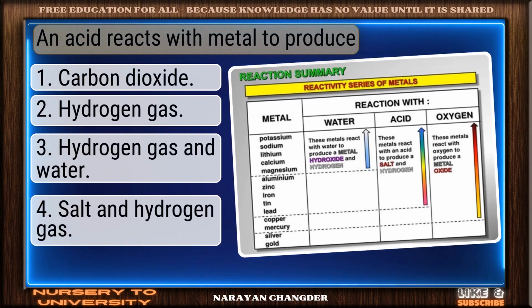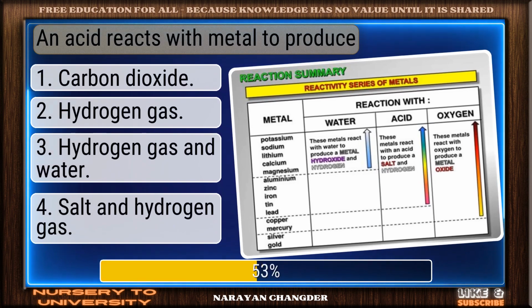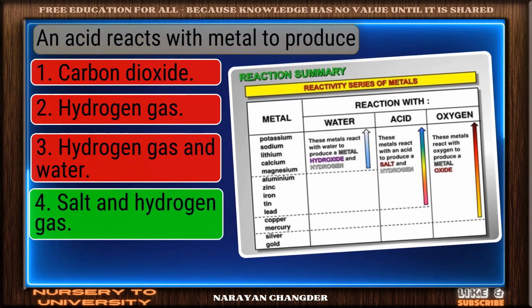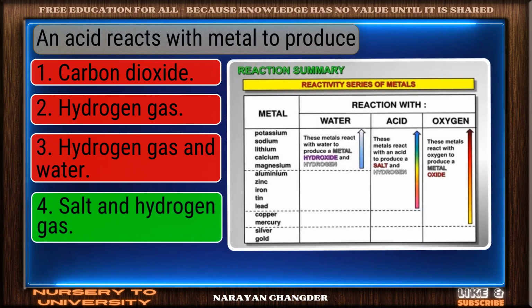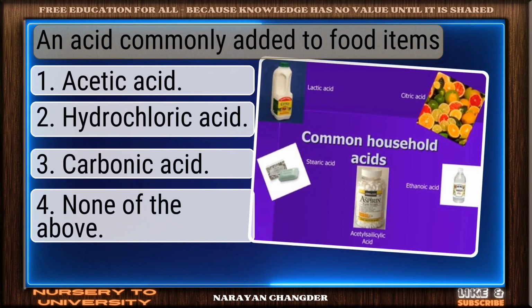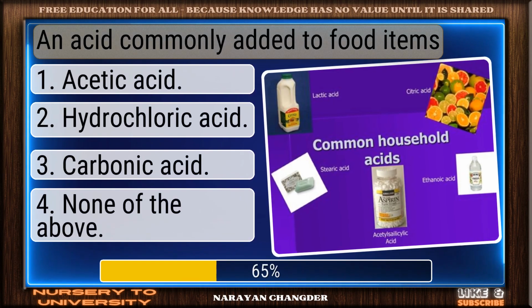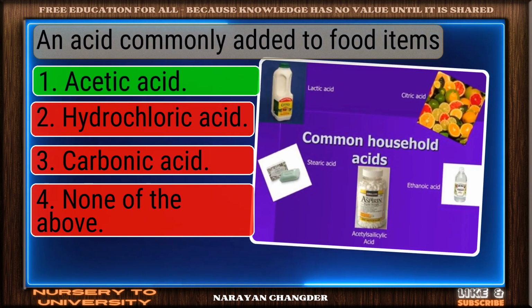Question number 48. An acid reacts with metal to produce? Perfect. Salt and hydrogen gas is the correct choice. Question number 49. An acid commonly added to food items. Valid point. Acetic acid is true.